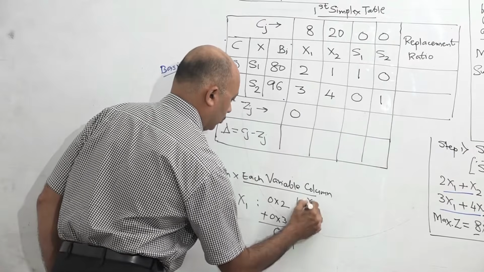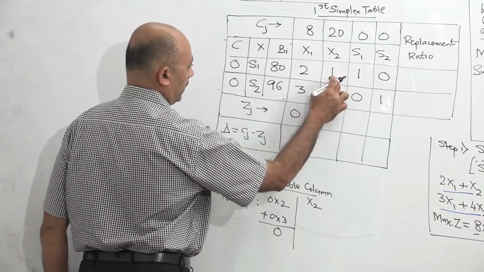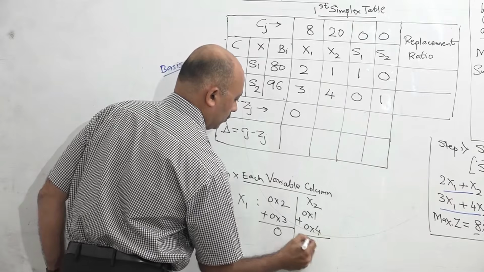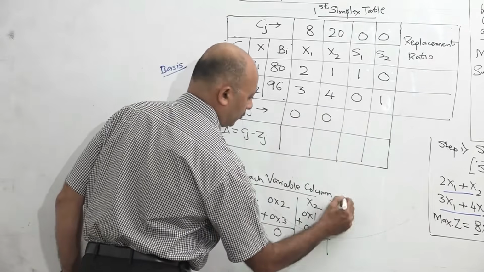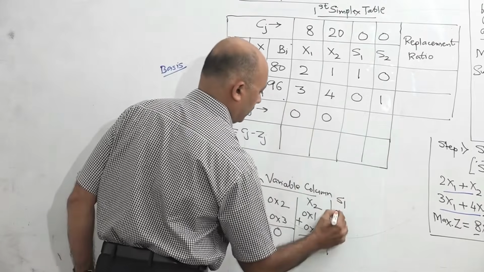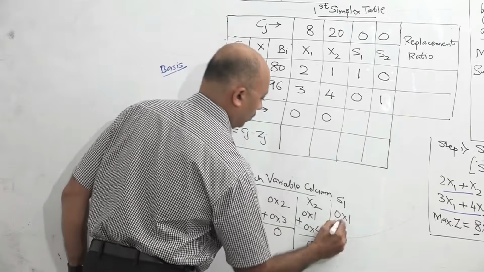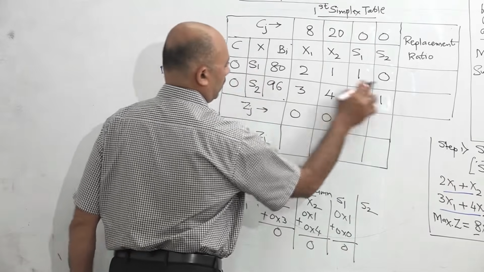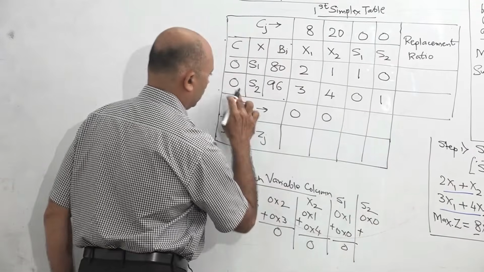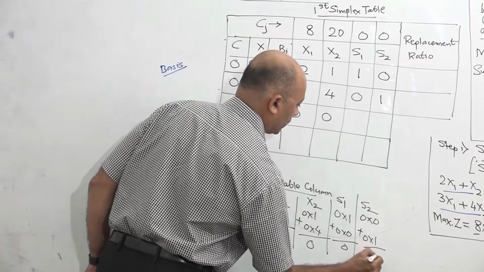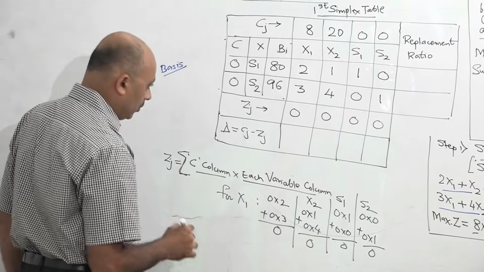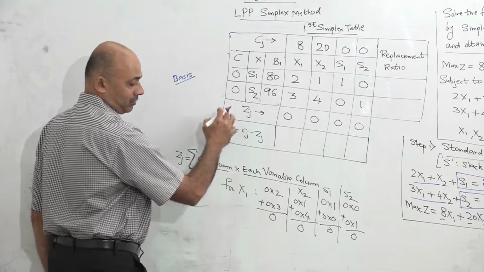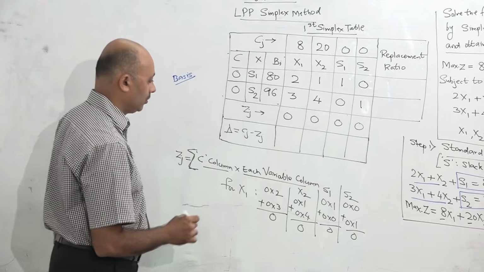Same way for x2 it will be 0 into 1 plus 0 into 4. So again 0. Then the next column is S1. So 0 into 1 plus 0 into 0. So again 0. And S2, 0 into 0 plus 0 into 1. So 0. Now why are all Zj's 0 for this particular table? The reason is that the C column is 0. So since the C column is 0, obviously all Zj values for this particular table will be 0.